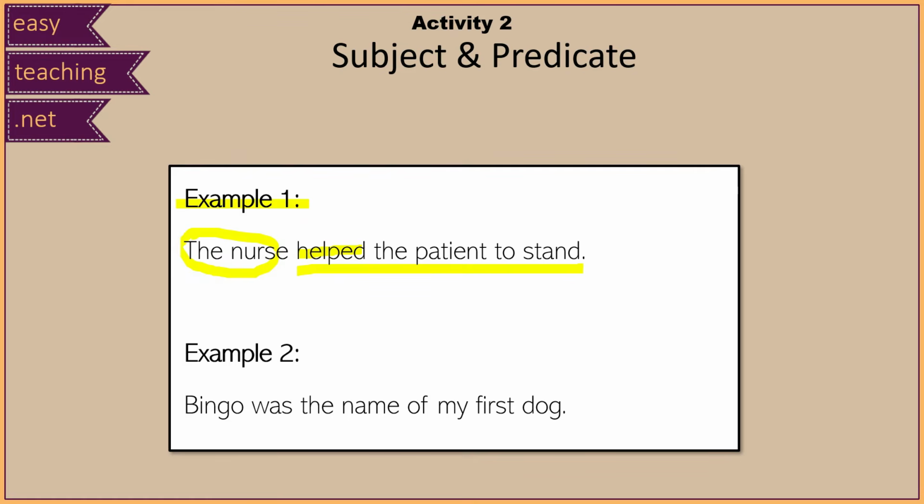The second sentence reads, Bingo was the name of my first dog. The subject is Bingo. There is no action verb, but there is a linking verb, telling us what Bingo is being. The predicate of the sentence is, was the name of my first dog.